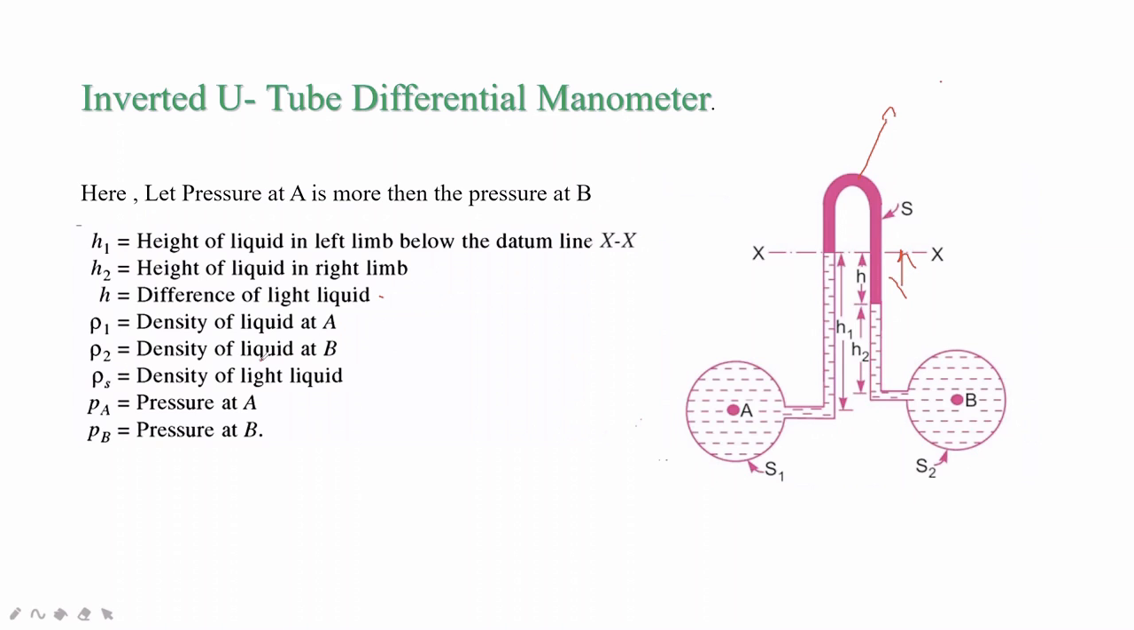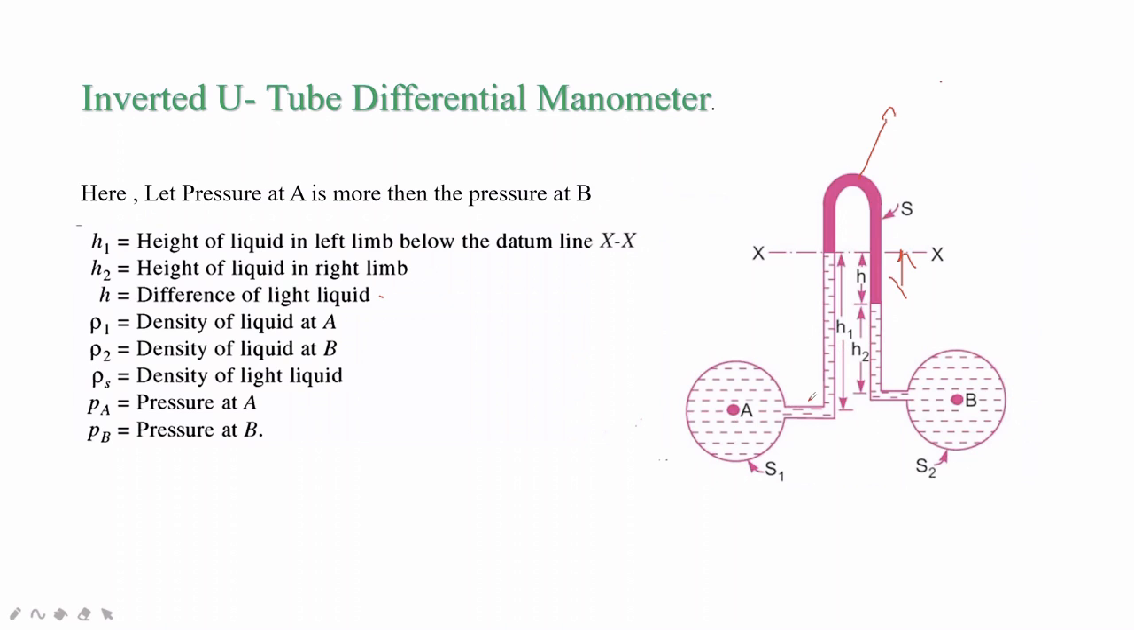Rho 2 is the density of the liquid at B. Rho S is the density of the light liquid, as already said. PA is the pressure at A. PB is the pressure at B. So taking XX as the datum line, then the pressure in the left limb below XX. In other cases we were saying above XX, here below XX. So what will be the pressure at A?